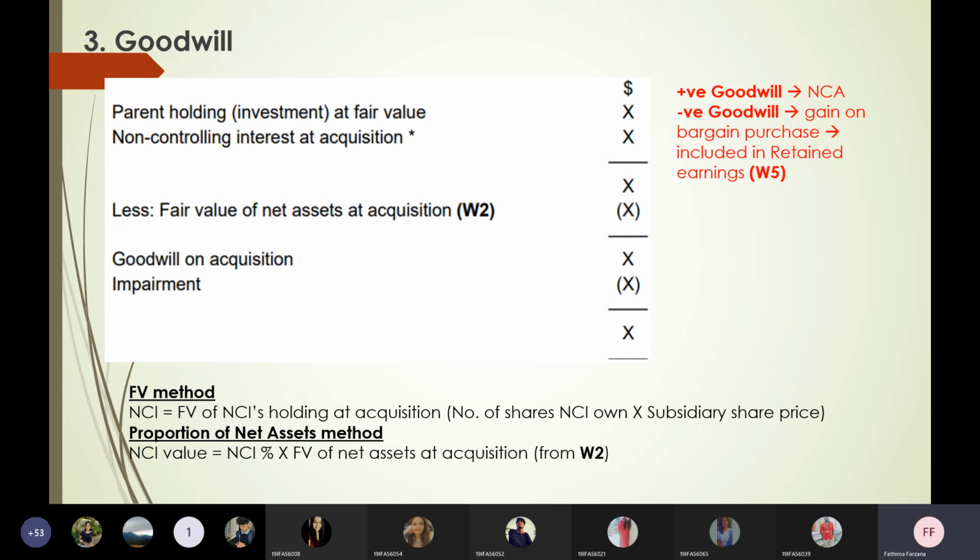Negative goodwill is a term we never use, no? The same consolidated financial statement, BCom regular also has. But they will use the term capital reserve. If it is negative, they'll call it capital reserve, but here we'll call it negative goodwill. Just the term differs. Computation, everything is the same.